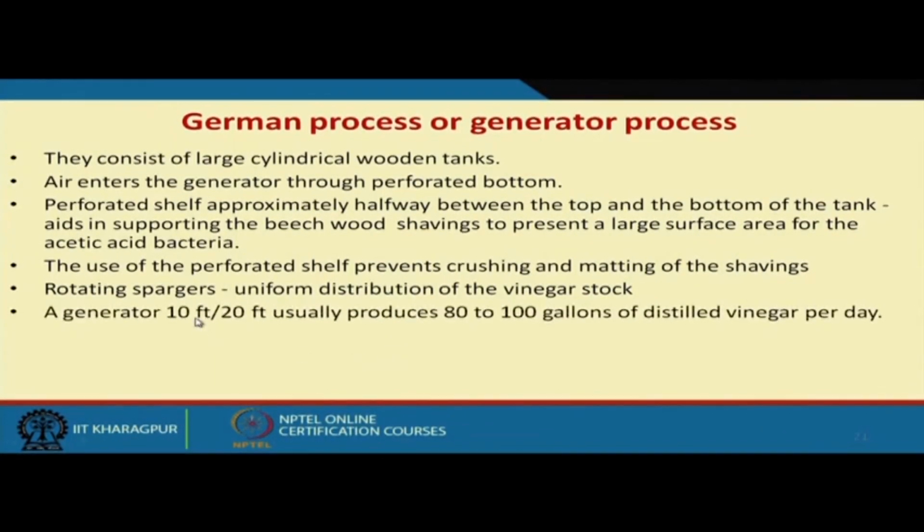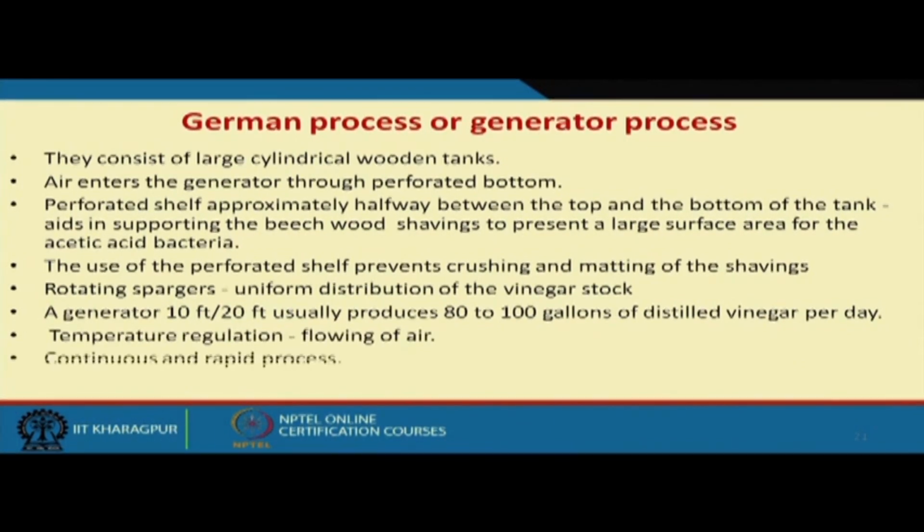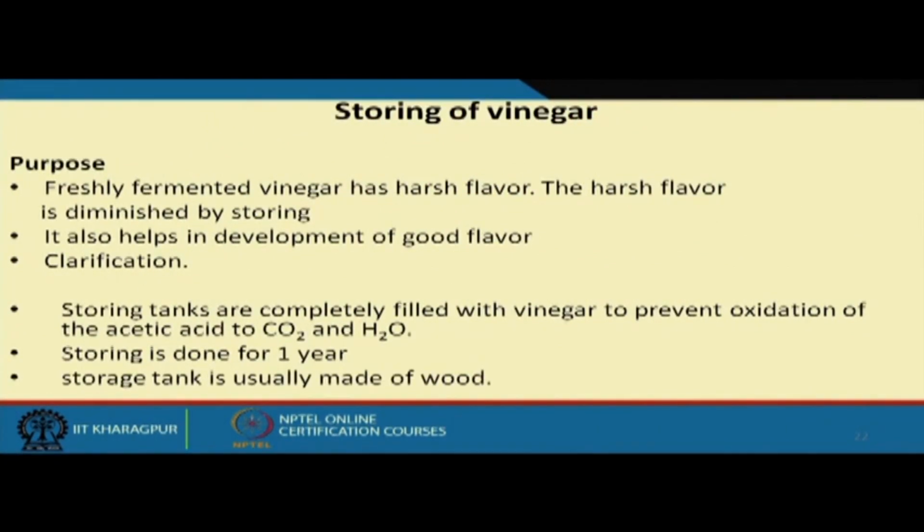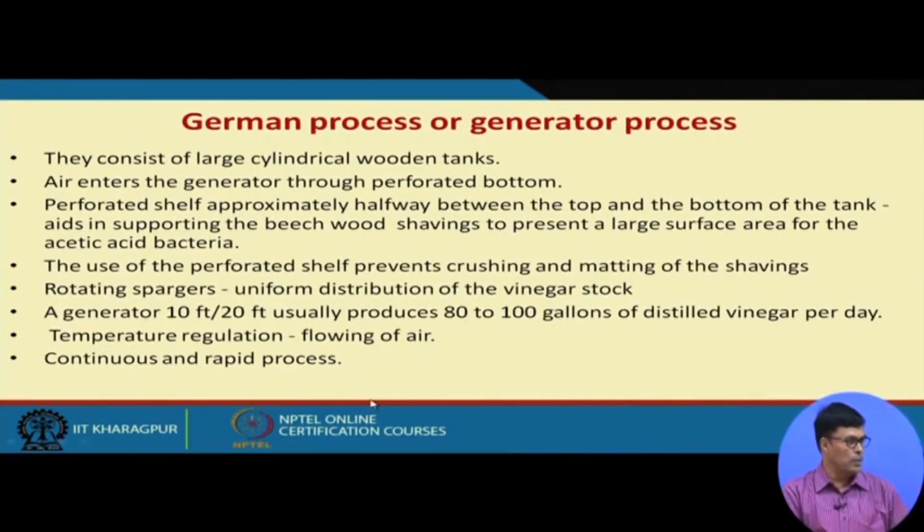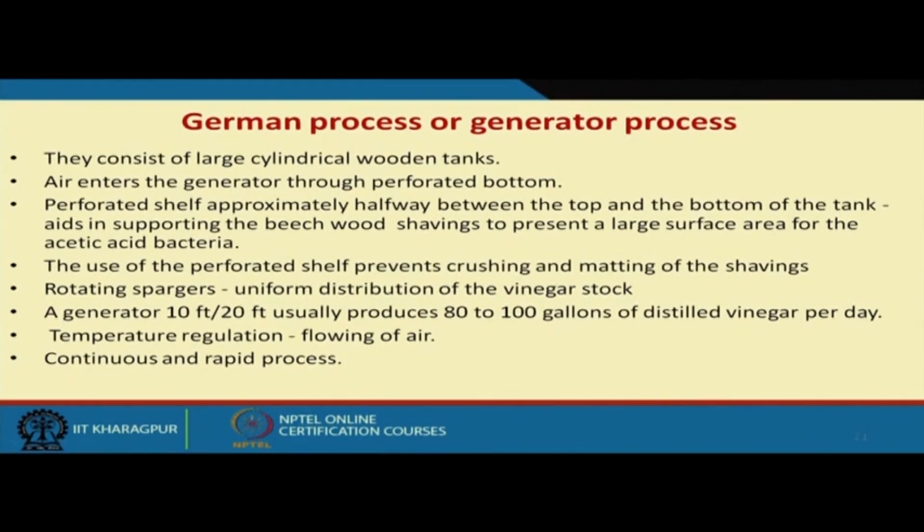A generator is usually 10 to 20 feet in height, and produces about 80 to 100 gallons of distilled vinegar per day. Temperature regulation is done by flowing the air, and this is a continuous rapid process. So, this is how this process is used, and the rate of acetic acid production will be much higher as compared to the French or Orleans process.